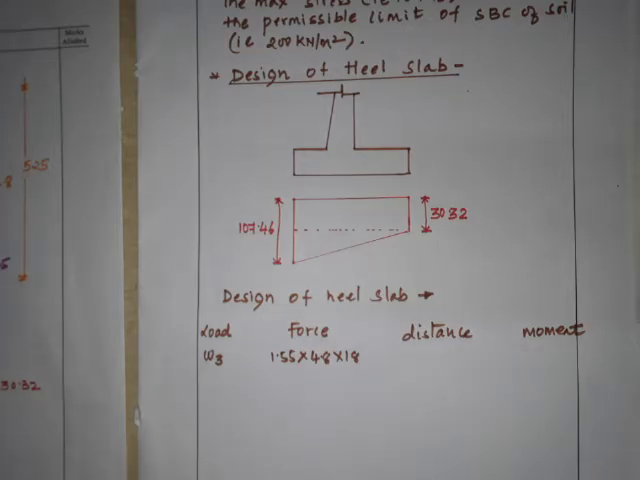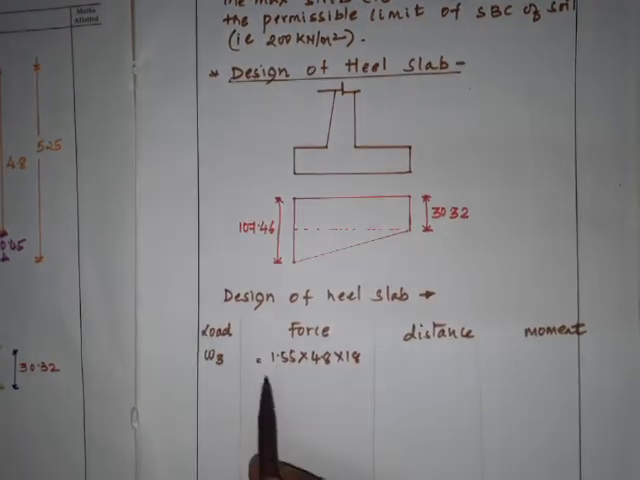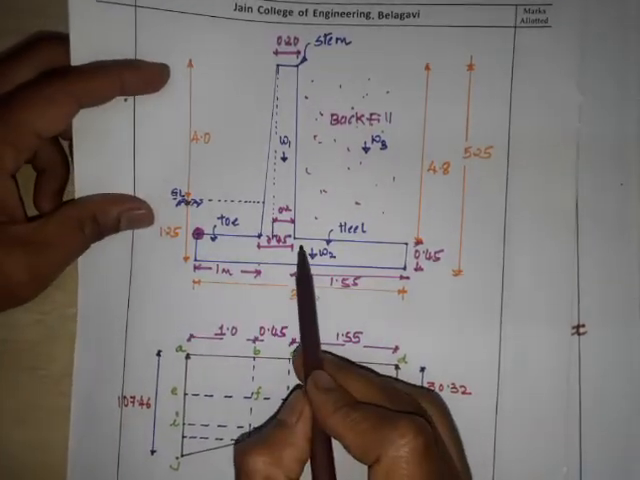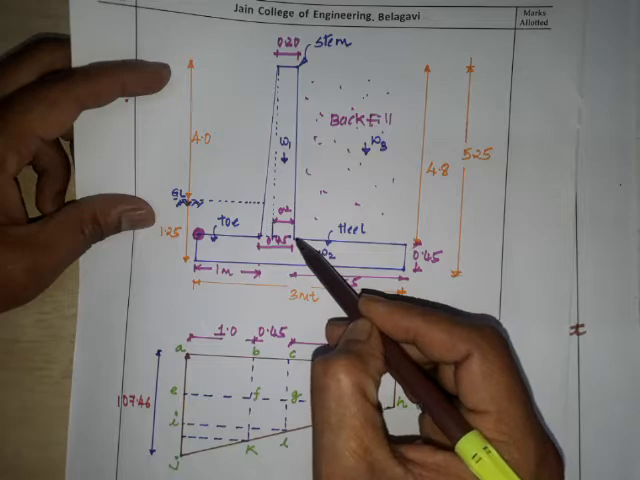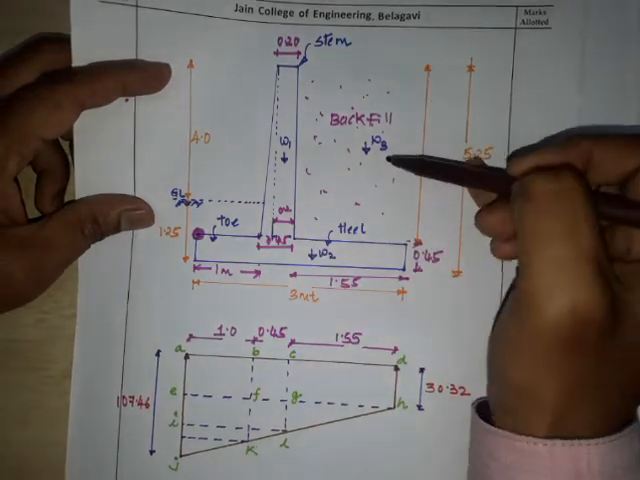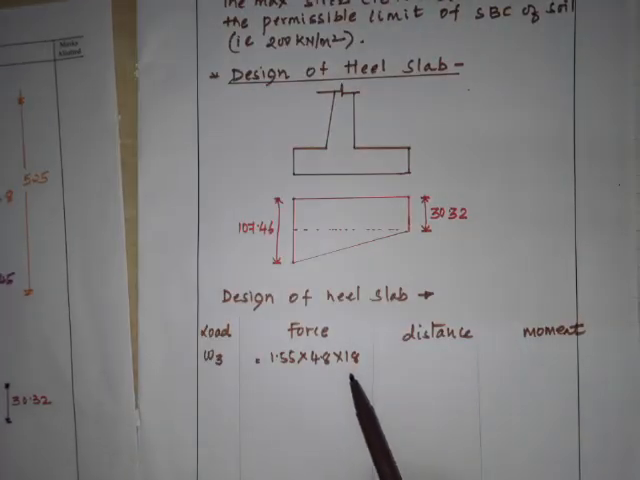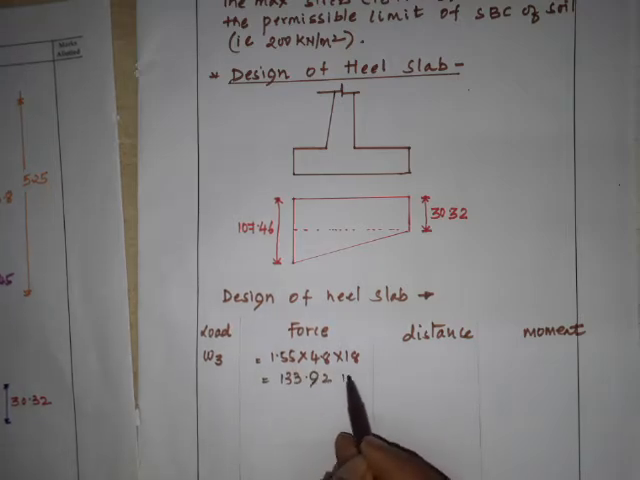1.55. Okay, so this is 1.55, the width of the heel slab is 1.55, height is 4.8, the density of backfill is 18. Okay. So we got this as 133.92 kilonewton.